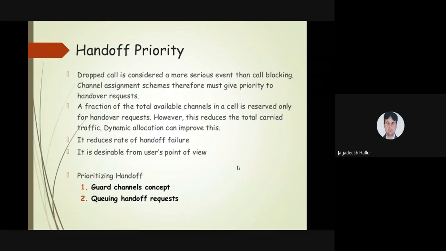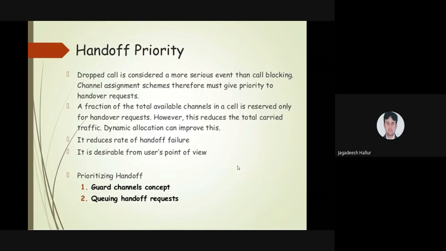The dropped call is considered a more serious event than call blocking. A particular channel has to be allocated to the person whose call was disconnected in between. A fraction of the total available channels in a cell is reserved only for handover requests, because millions of people are nowadays moving from one location to another. For that, many channels have to be reserved for handover requests.